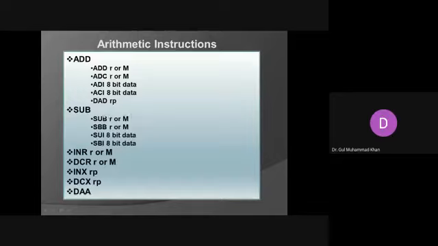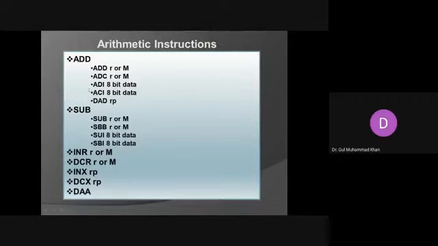Similarly, we have subtraction. In subtraction, it can be SUB R. That means subtract the contents of this register from the accumulator and store the results in the accumulator. SUB M: subtract the contents of memory from the accumulator and store the results in the accumulator. Simple subtraction, you specify SUB B, that means subtract register B contents from the accumulator, right? Then the next one is SBB R. These two are 1-byte instructions because there is no number. As long as there is no number in the instruction, it is a 1-byte instruction. So SBB means subtract the register contents and the borrow, or subtract the memory contents and the borrow. Borrow is referring to the carry. So a carry value is also subtracted in this particular case.